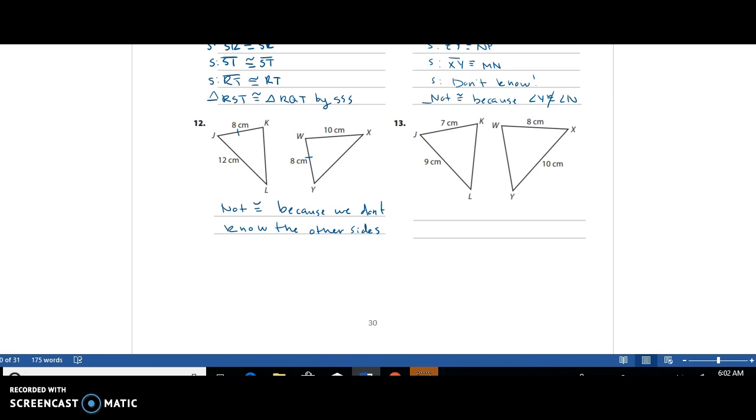This one. JK is 7. I don't know these. This is 9. This is 8. So this is also not congruent because we don't know the other sides. That works for this one too.